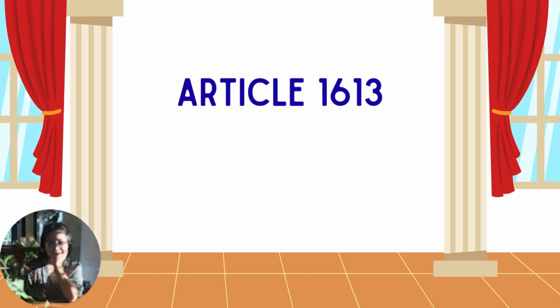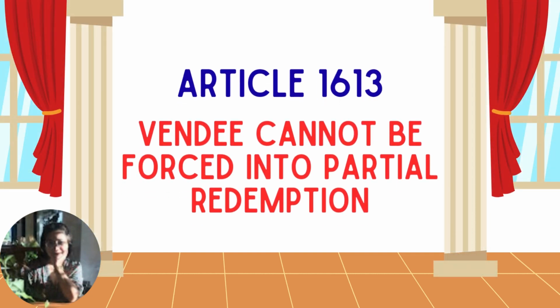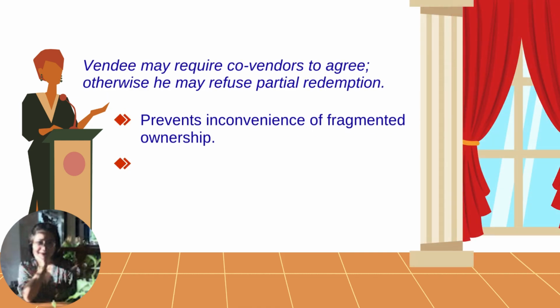Article 1613, vendee cannot be forced into partial redemption. This article grants the vendee a powerful defense against fragmented ownership when multiple co-vendors or co-heirs are involved in the repurchase. So this rule essentially says that the vendee cannot be forced to accept a partial redemption if the vendors cannot agree to redeem the entire property.